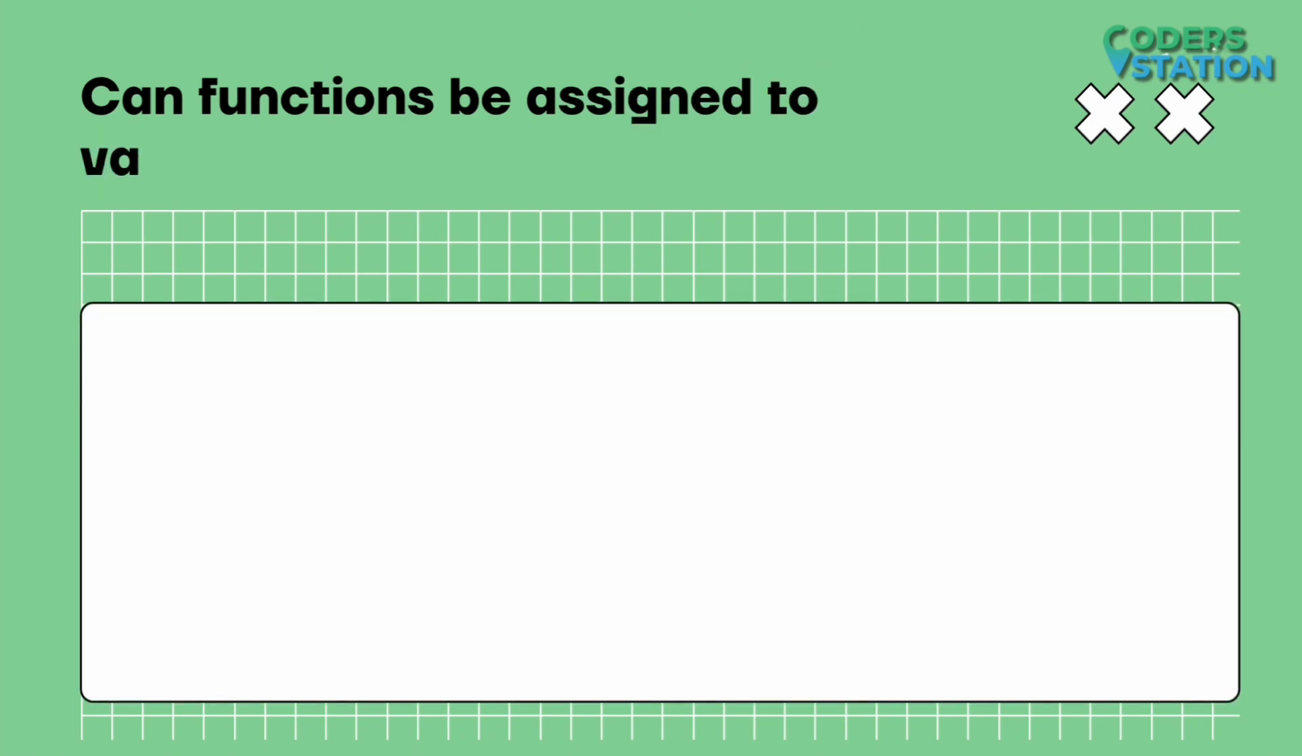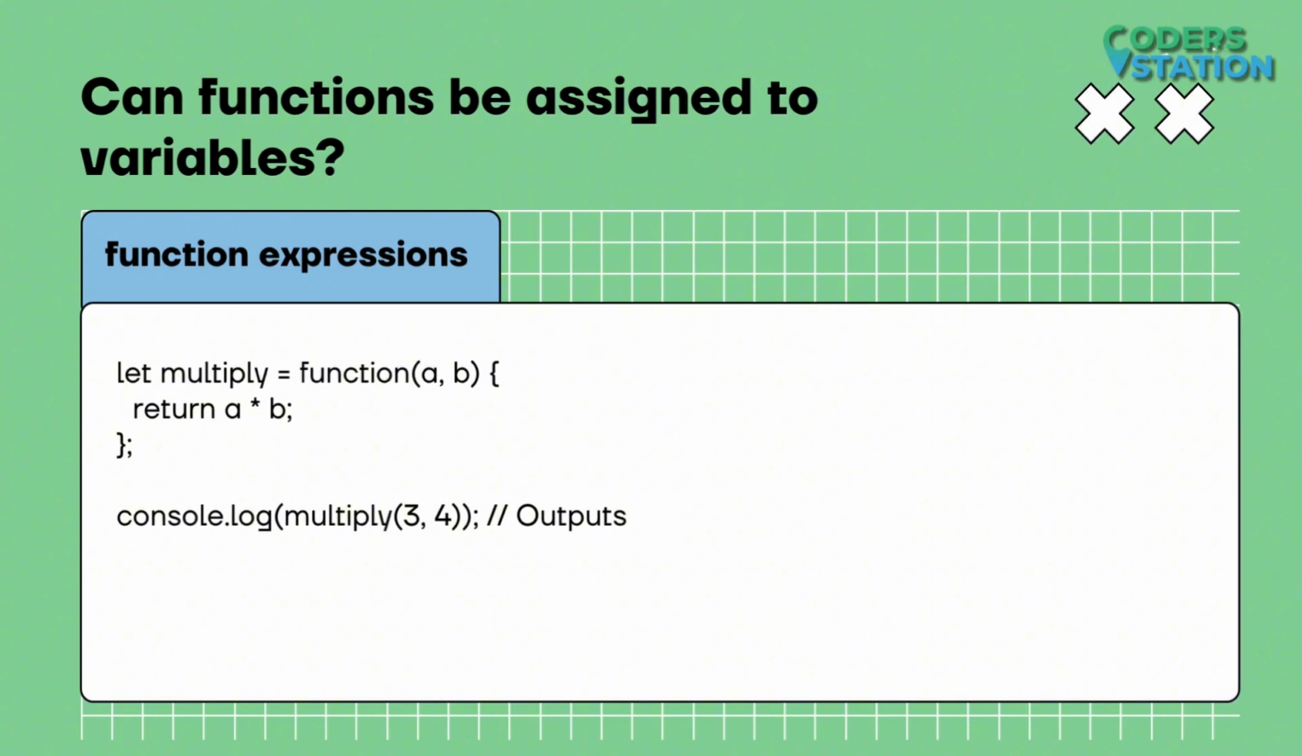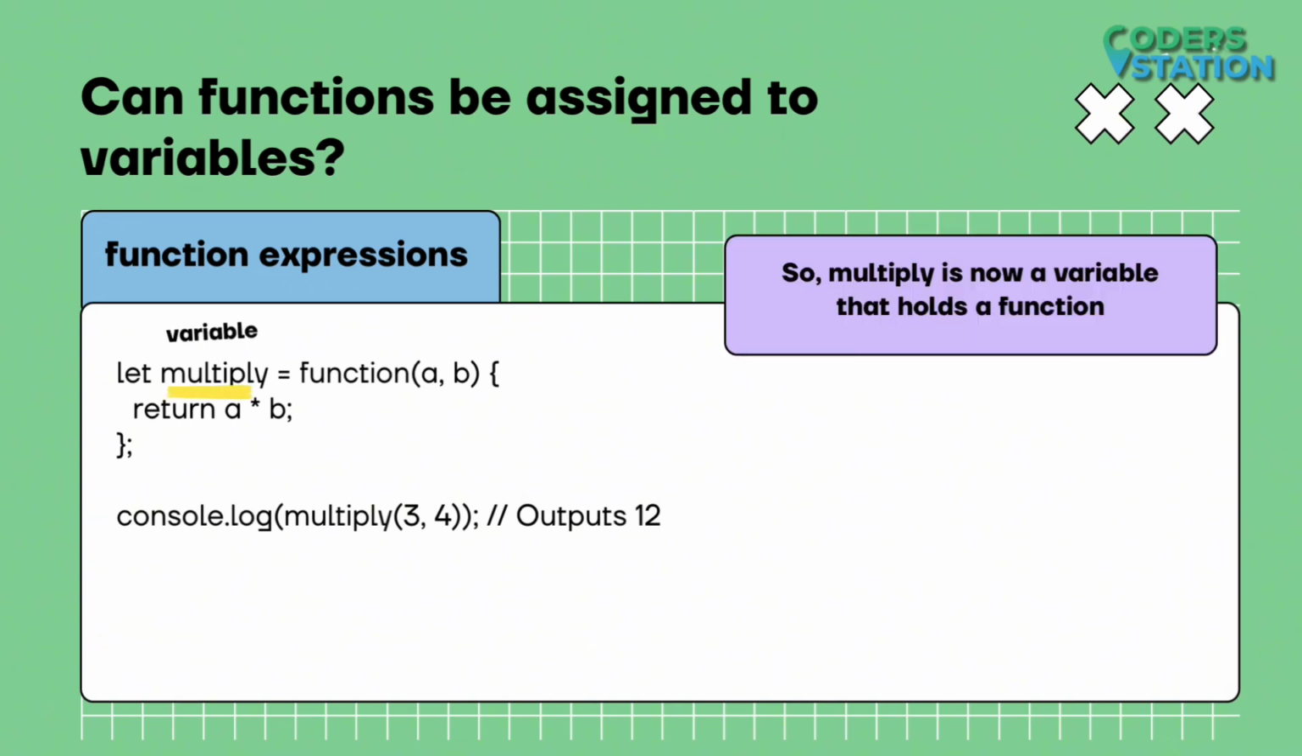Can functions be assigned to variables? Absolutely. They are called function expressions. Here is an example. let multiply = function(a, b) { return a * b; }; console.log(multiply(3, 4)); The output will be 12. So multiply is now a variable that holds a function.